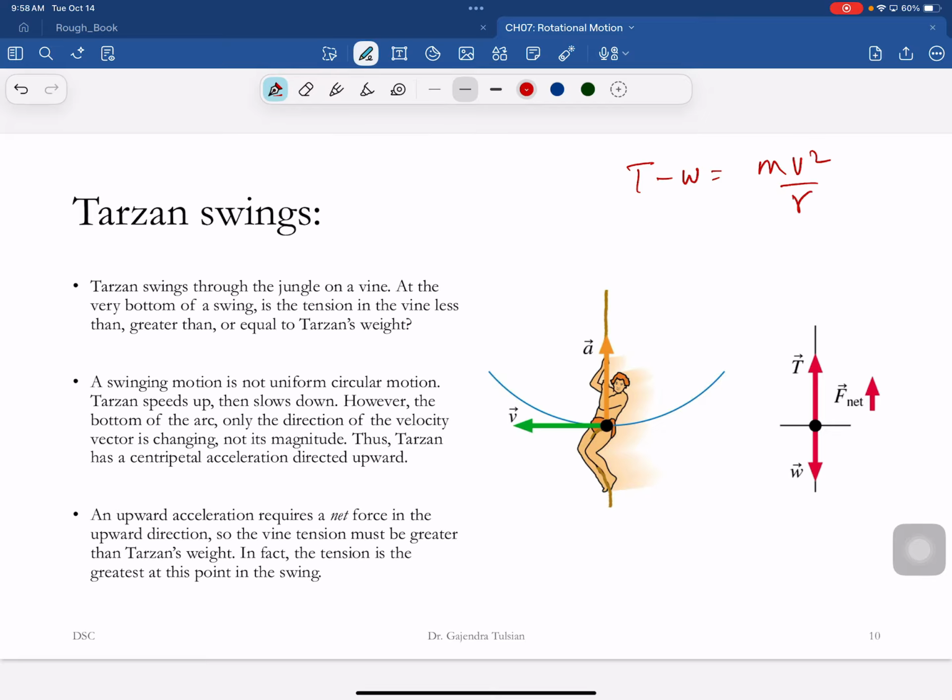In fact, it turns out the tension here is the greatest. So if you're swinging on a vine, and if the vine were to break, that's when it would break, when you're at the bottom of the swing.